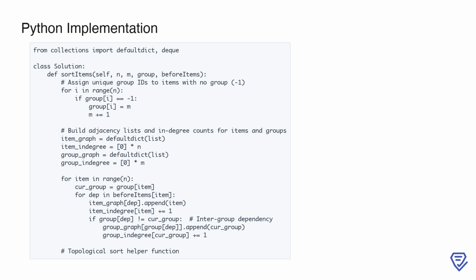Next, we build the core data structures for our solution, adjacency lists and in-degree counts. The adjacency lists for items and groups, along with their in-degrees, will allow us to process dependencies efficiently. For every item, we check its dependencies in beforeItems. If the dependency is within the same group, we update the item graph and its in-degree. However, if it's an intergroup dependency, we update the group graph and the group in-degree. This setup lays the foundation for topological sorting, which we'll use to resolve the ordering of both items and groups.